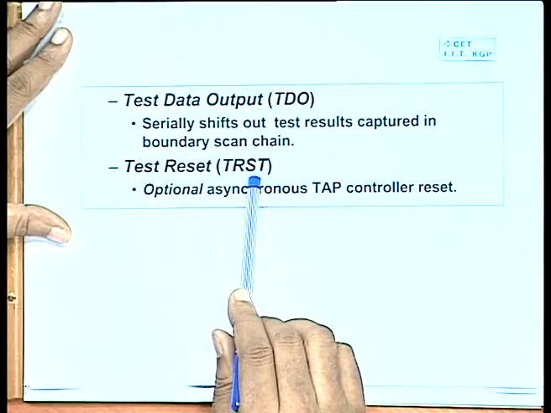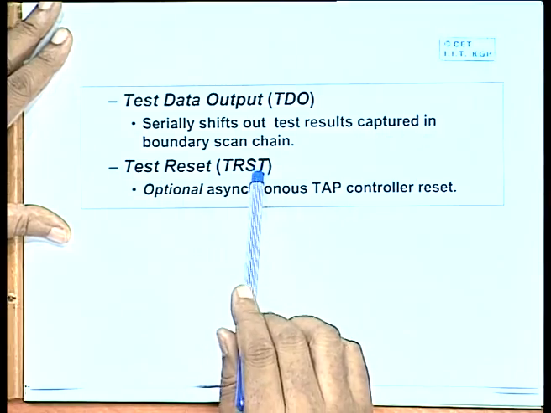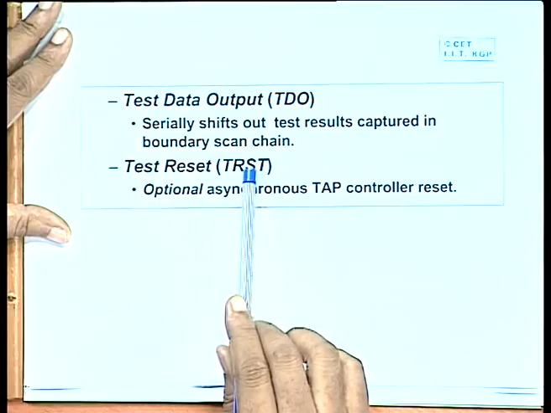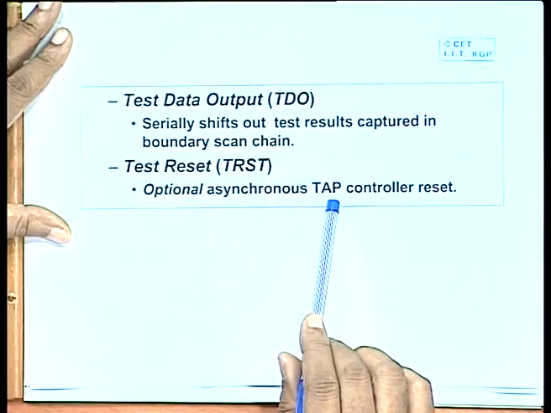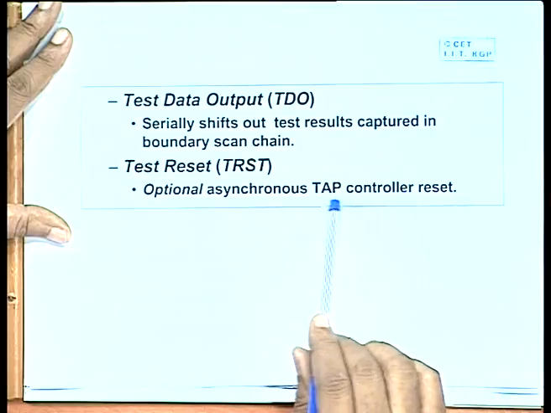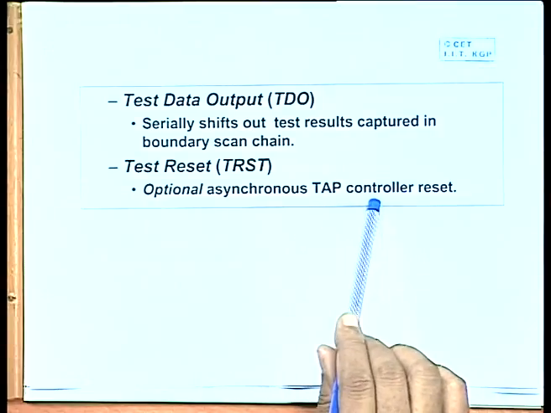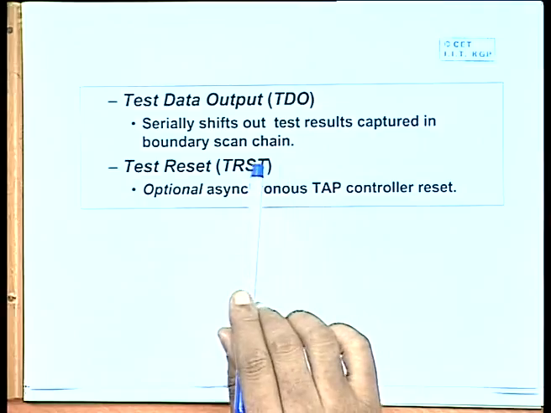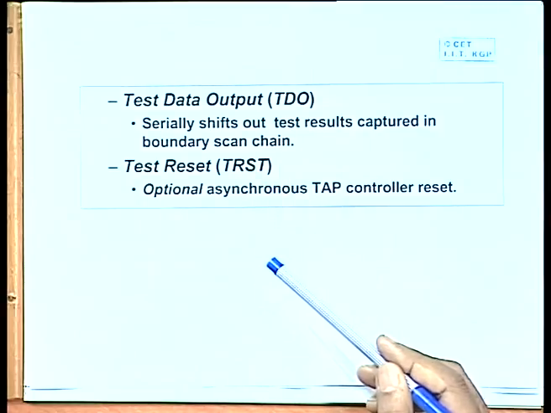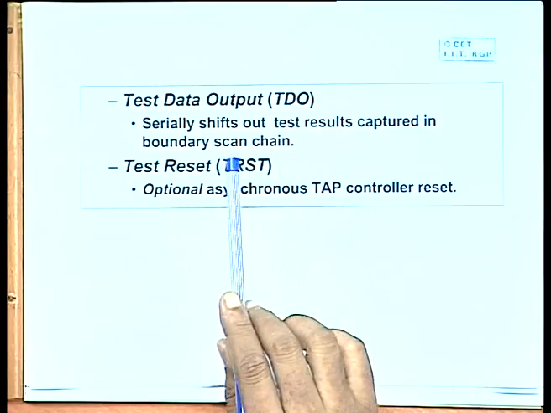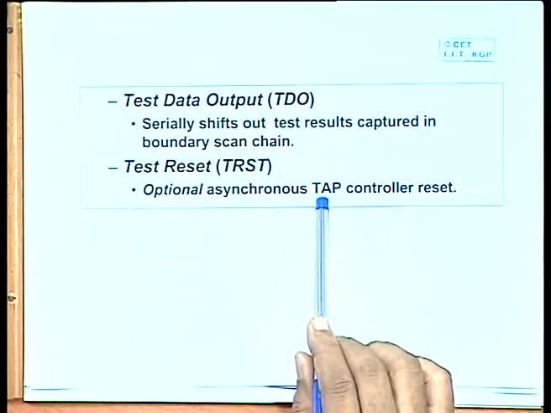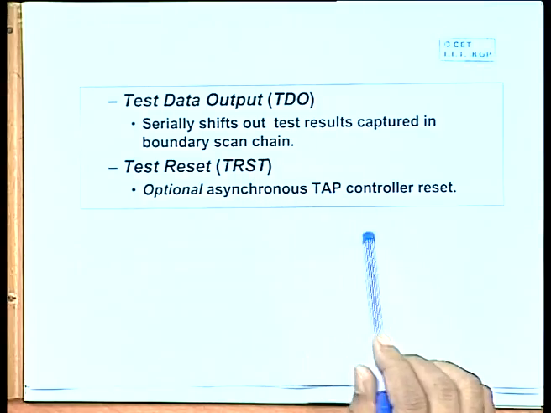There is a test reset. Well, this is optional, where just using which you can reset the tap controller, because tap controller may be in some state, you want to reset it and you can start a new testing cycle. So, this test reset is a signal using which you can reset the tap controller FSM.